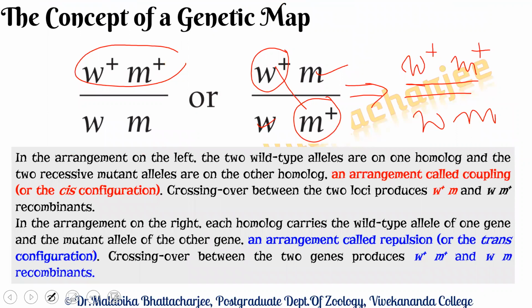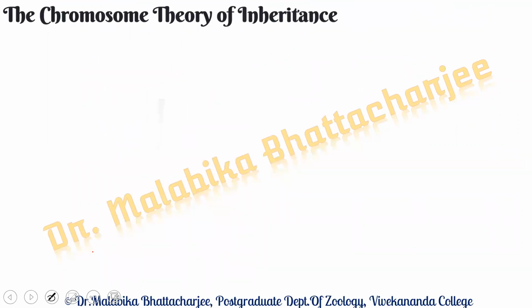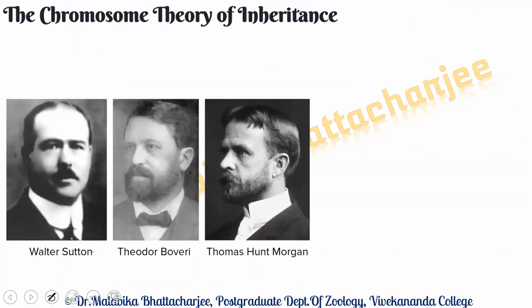And before further moving into the concept of linkage, incomplete linkage, and so on, we need to come to another important discovery that happened during 1902-1903. That was the chromosomal theory of inheritance. The chromosomal theory of inheritance was put forth by Walter Sutton and Theodore Boveri. Thomas Hunt Morgan is famous for his linkage experiments on Drosophila, so he contributed a lot to this concept.